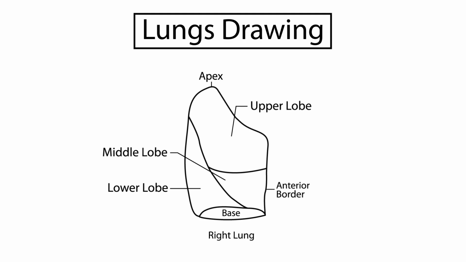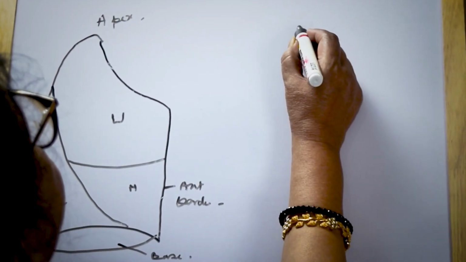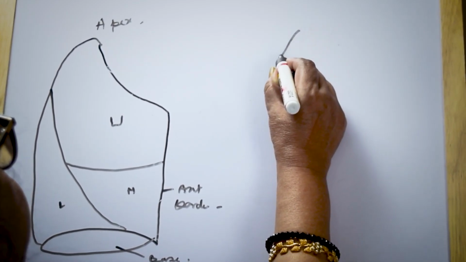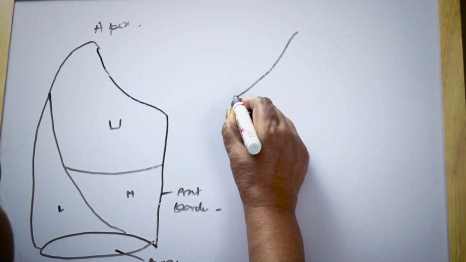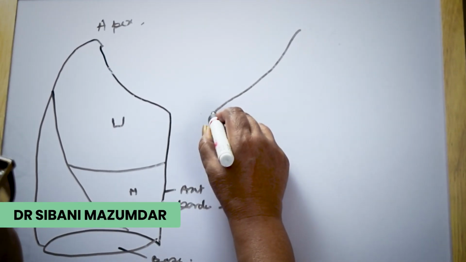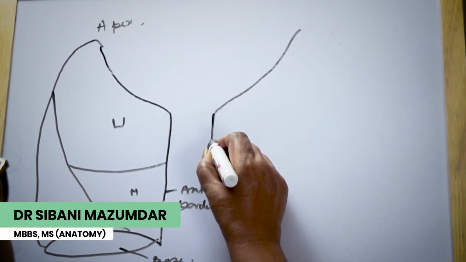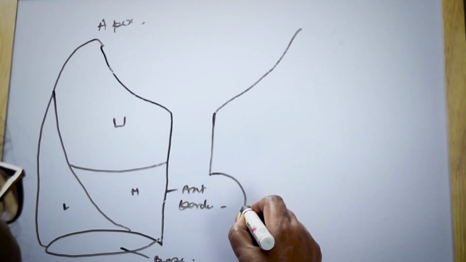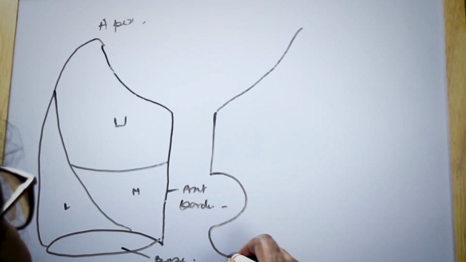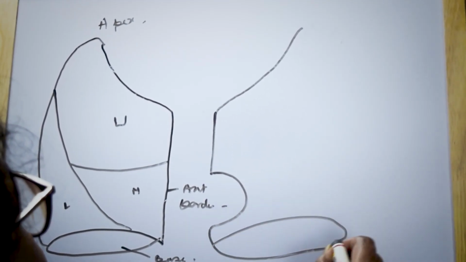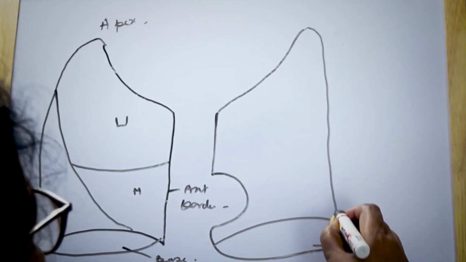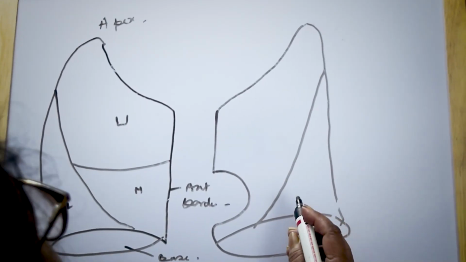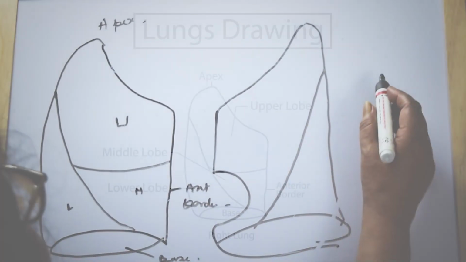Next, how will you draw the left lung? Again you will take a point. Then you descend the line downwards and medially. It comes to the same level and then vertically downwards, and from the middle you should make a notch, and this is known as the cardiac notch. This is the base of the left lung, and here you will get only one oblique fissure, no transverse fissure.